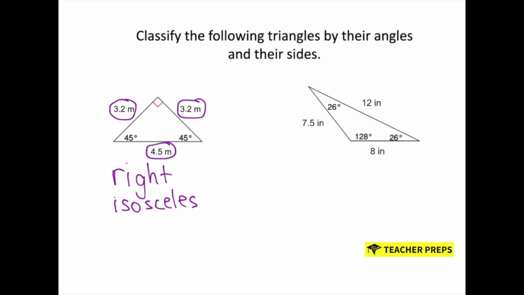Now let's move to the triangle on the right. This triangle has an angle that's 128 degrees, which means it's greater than 90, making it an obtuse triangle. Now let's look at their side lengths. Notice that none of the sides are equal. That means it's scalene. So the triangle on the right is obtuse and scalene.